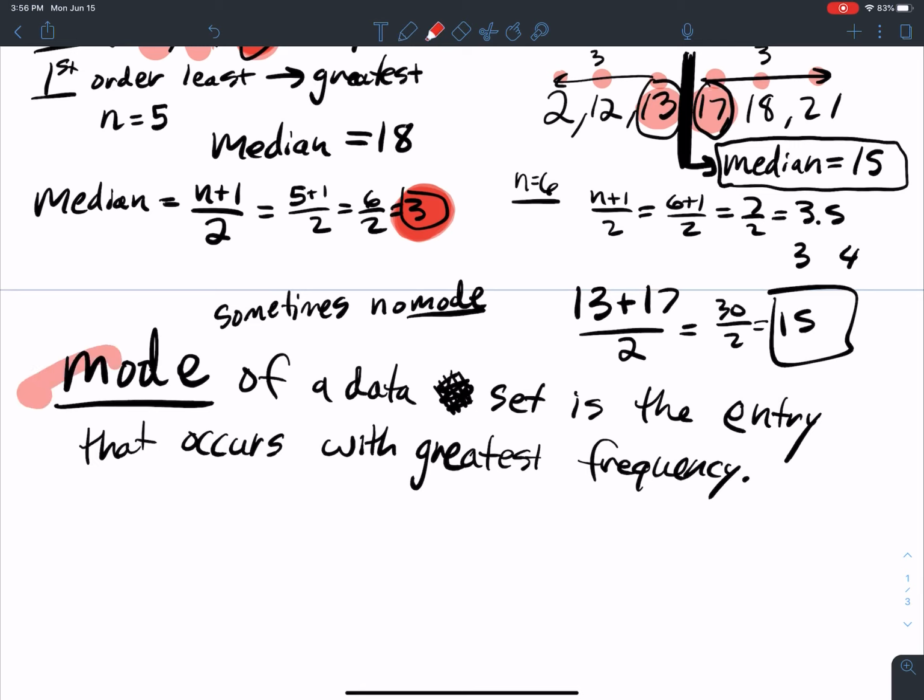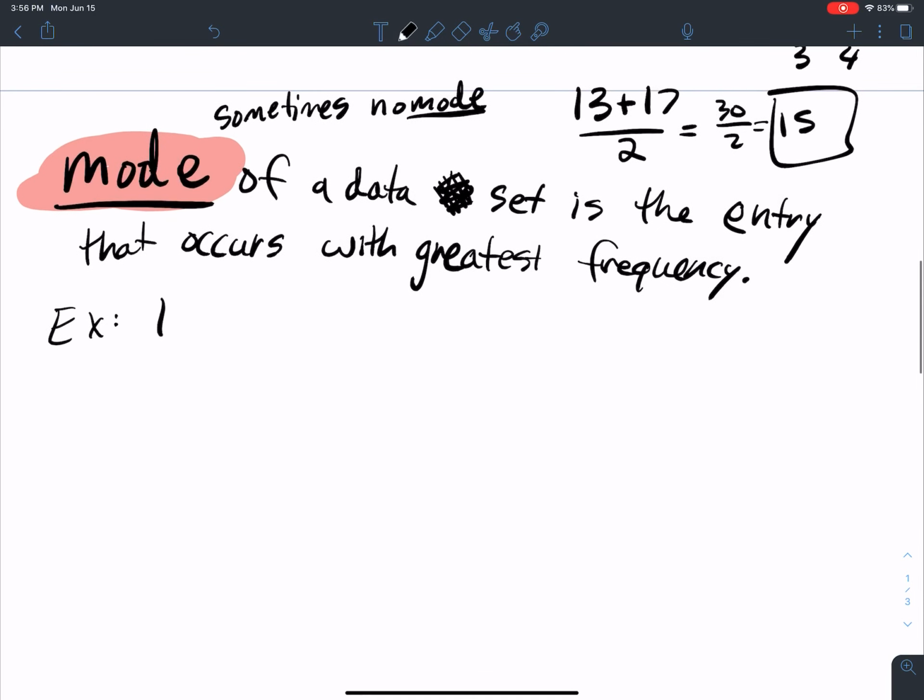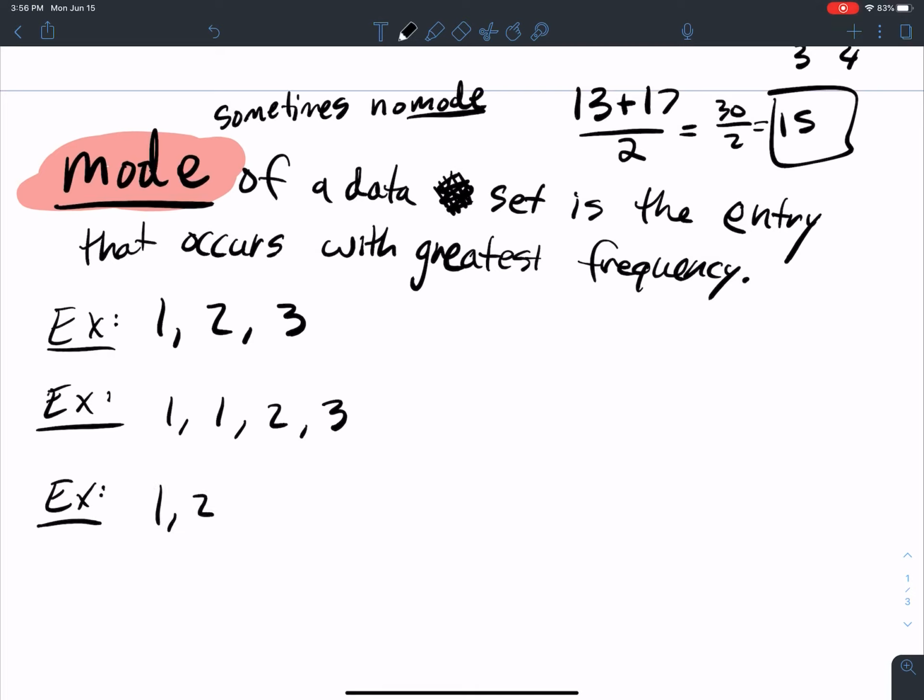Now, say I have 3 examples. 1, 2, 3. 1, 1, 2, 3. And 1, 2, 2, 3, 3, 5. Okay? For this first data set, there's one 1, one 2, and one 3. Is there any number that occurs with the greatest frequency? No, they all occur exactly 1 time. So that tells me that there is no mode.